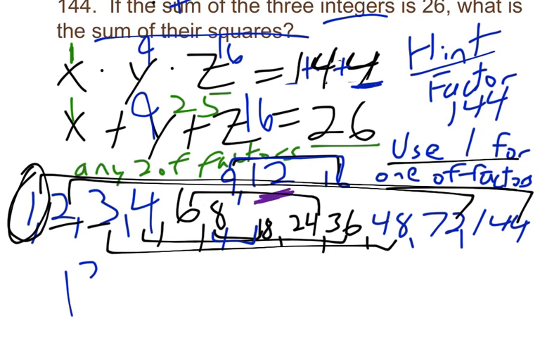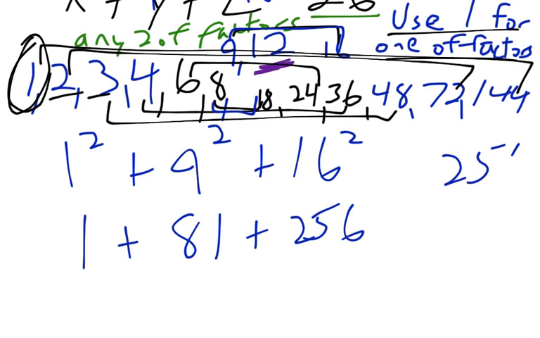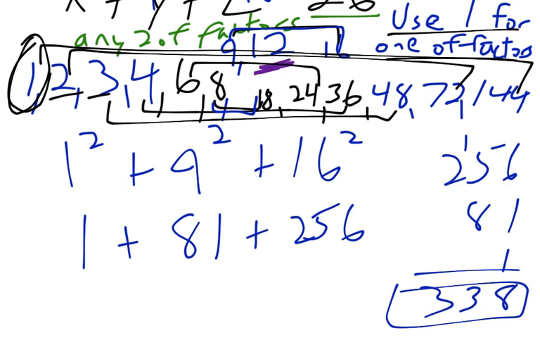So I just need to do 1 squared plus 9 squared plus 16 squared. So 1 squared is 1, 9 squared is 81, 16 squared is 256. So I'm just going to add up these three numbers. So 256, 81, and 1. And we get 8, carry it, we have 338 would be our answer.